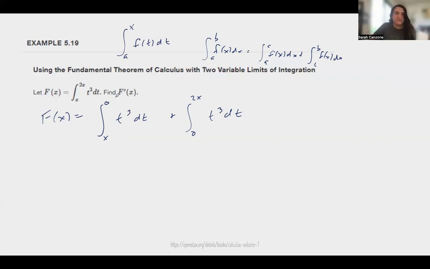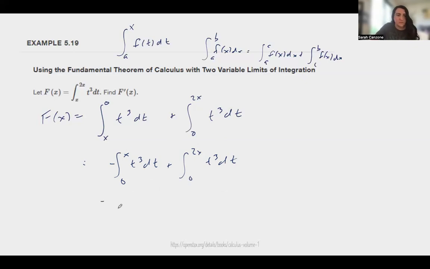So the first thing that we have to do is we need to change this to fit the proper form of the fundamental theorem of calculus. So we're going to say this is equal to, and we know the rule that says I can change this to be 0 to x if I negate my integral. And then I can keep everything else the same. This one we don't have to change because this is already of the proper form. So integral from 0 to 2x of t cubed dt. And now we can apply the fundamental theorem of calculus twice. We can apply it to this one and we can apply it to this one.